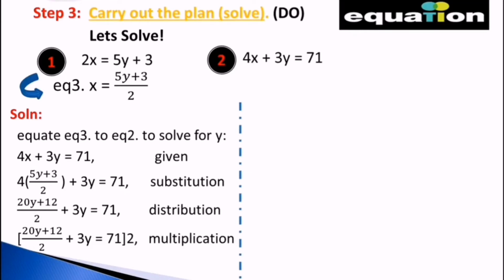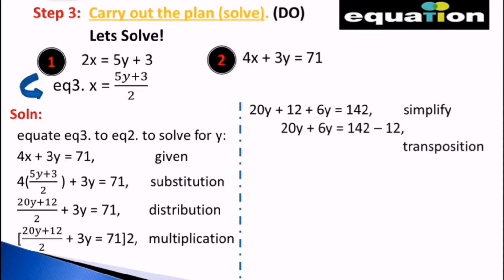So by simply multiplying the 2 to all the given equations, we can now have 20y plus 12 plus 6y equals 142 by simplification. Since we are very concerned with the value of y, we're going to transfer the constant, which is 12, to the other side. From positive, it becomes negative.